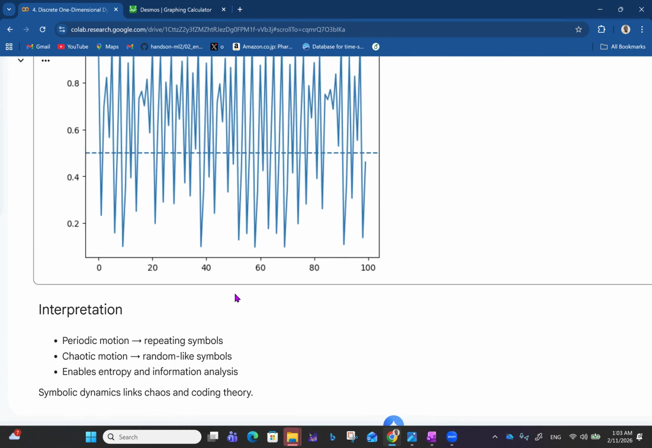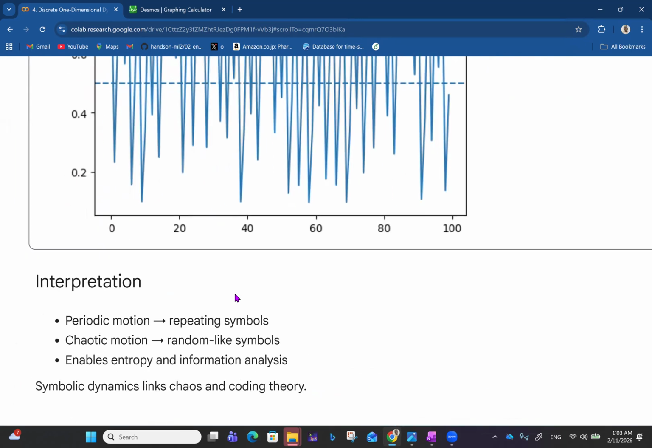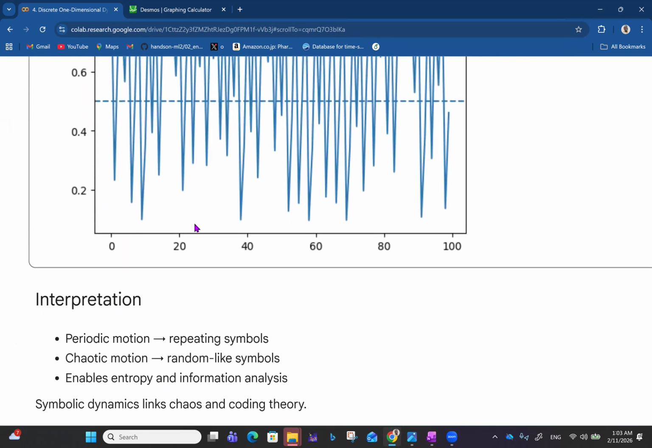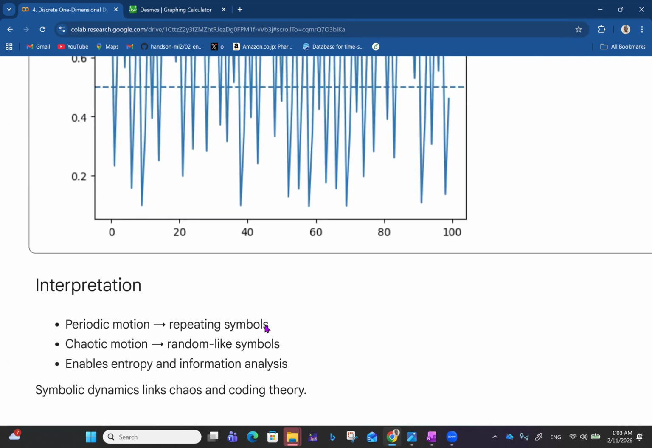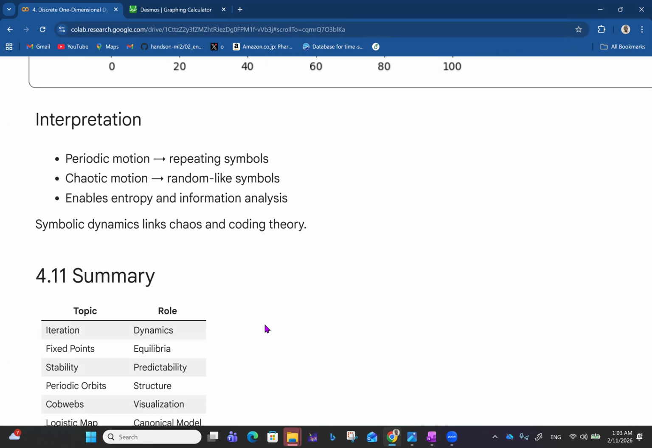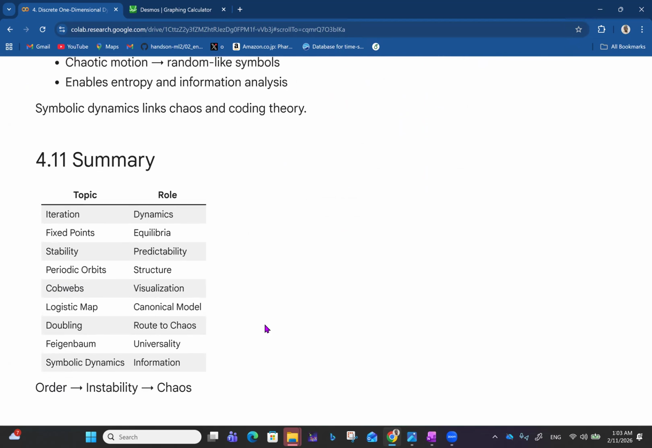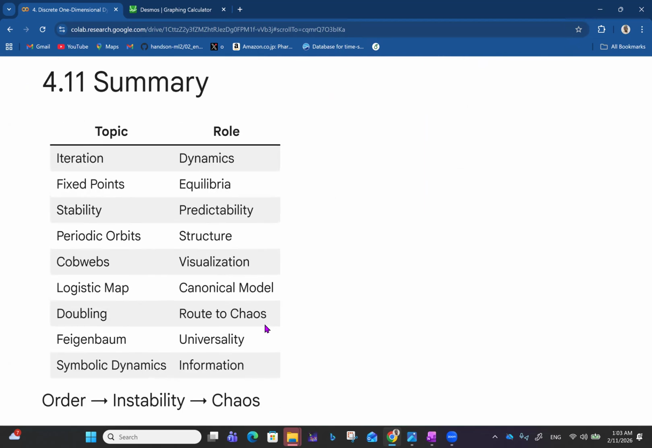Okay, so what's the interpretation of all of that? First of all, you have periodic motion. Periodic motion means repeated symbols. And chaotic motion means random-like symbols, and this enables entropy and information analysis. So symbolic dynamics links chaos and coding theory, because it translates the growth rate into sequences of zeros and ones, with x less than 0.5 giving 0, and x greater than or equal to 0.5 giving 1.